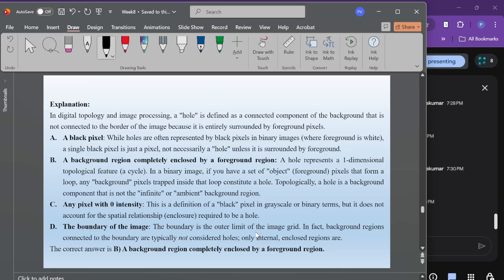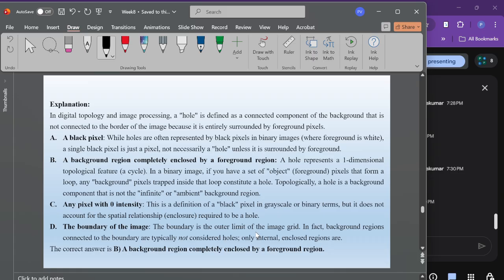So while holes are often represented by a black pixel in a binary image where the foreground is white, a single black pixel is just a pixel, not necessarily a hole, unless it is surrounded by foreground. So a hole means a background region completely enclosed by the foreground. That is a correct description of a hole.